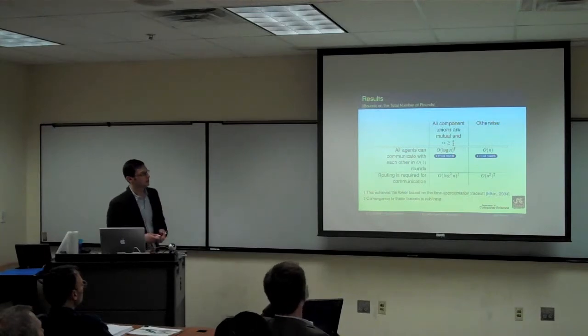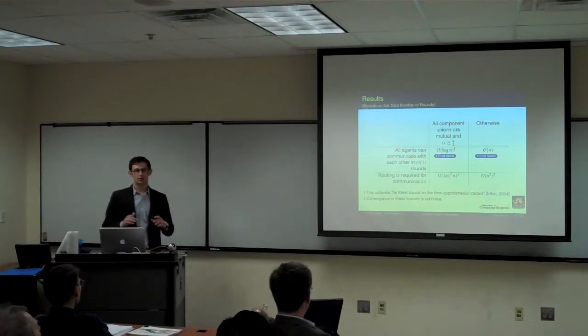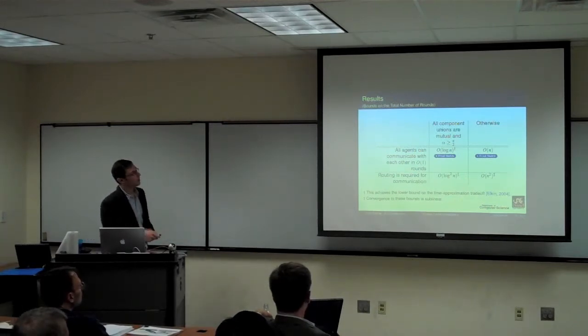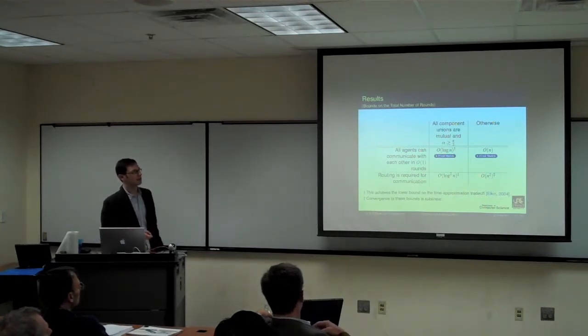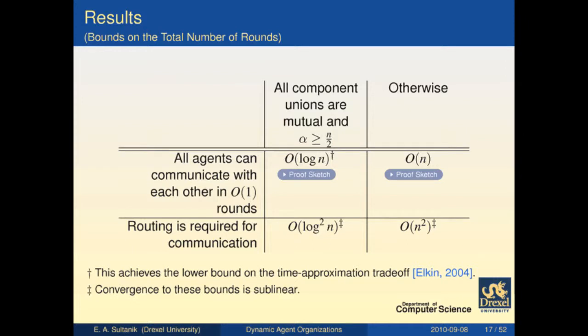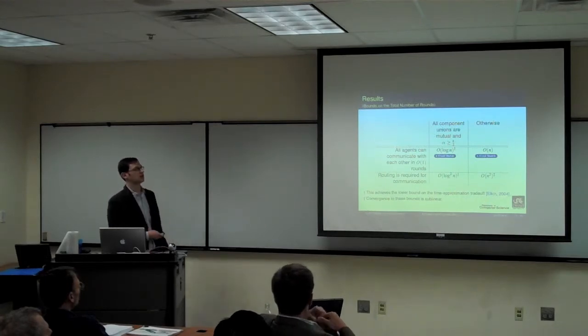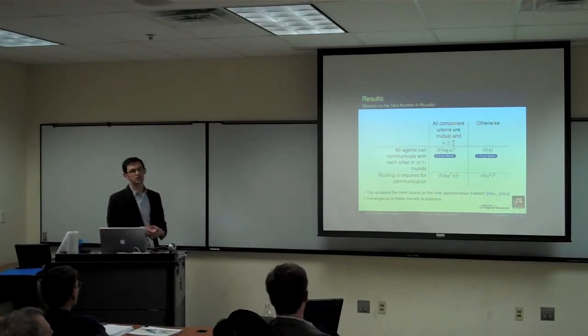But even in the worst case, in other words, if all agents can't necessarily communicate with each other peer-to-peer directly in one messaging hop, we either have polylogarithmic runtime or polynomial runtime, depending on the problem domain. But for both of these cases, the convergence to this upper bound is sublinear. So yes, in this worst case, it is linear. I'm sorry, it is worse than linear, but the convergence to that upper bound is sublinear.